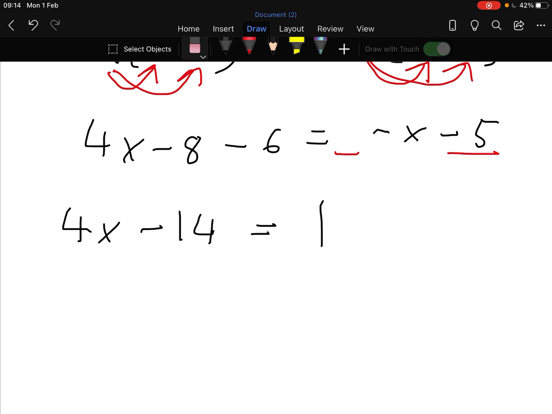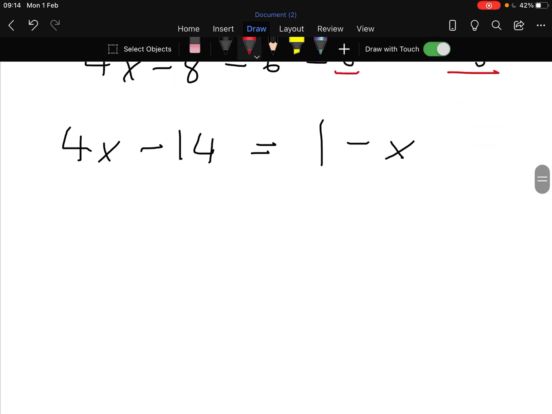And minus x doesn't have any impact at all. So that stays minus x. You see, so this one was difficult. So on this side, 4x, and minus 8 minus 6 gives us minus 14. On the other side, 6 minus 5 gives us 1. And x stays as it is, minus x. Okay? Now we bring our like terms to the same side.